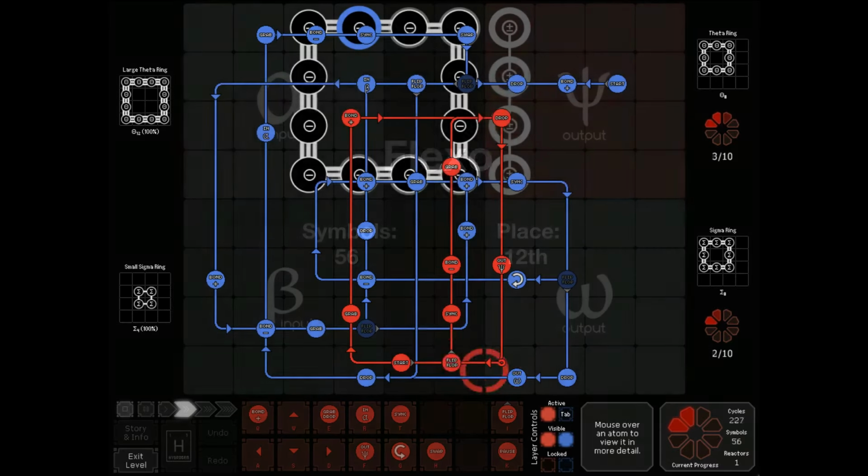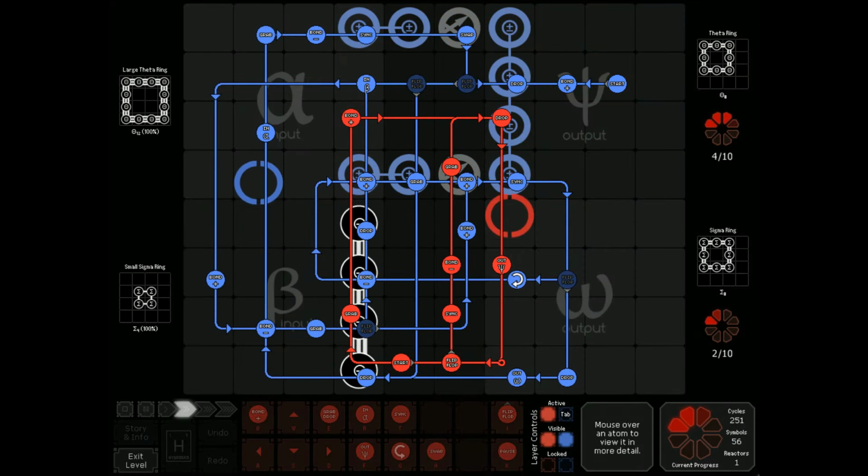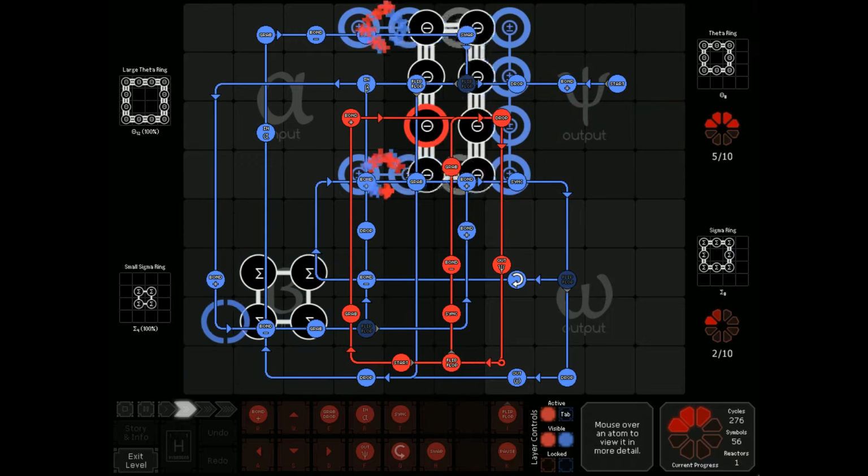Flexo has the blue Waldo doing most of the work, while the red Waldo is used to provide some extra instructions and a small amount of help moving atoms.